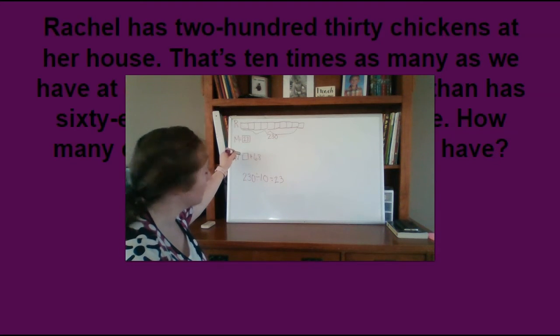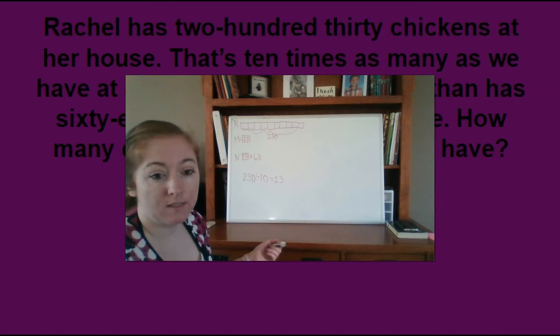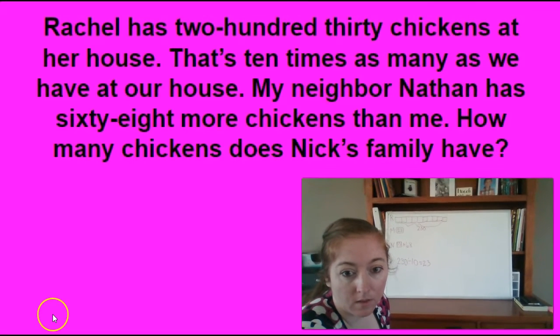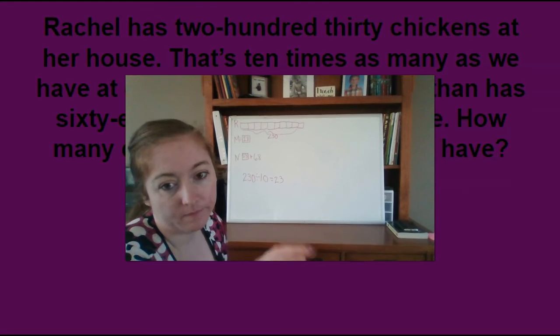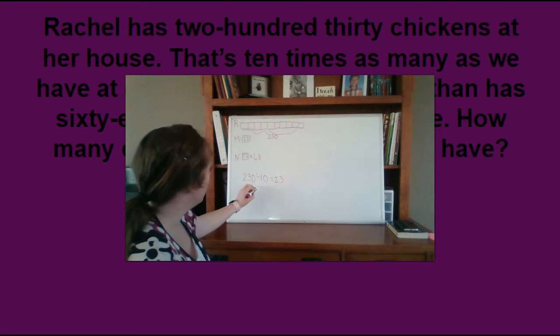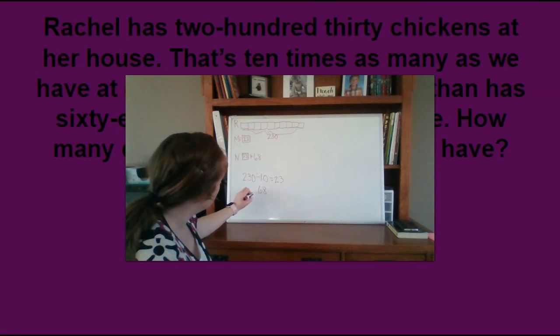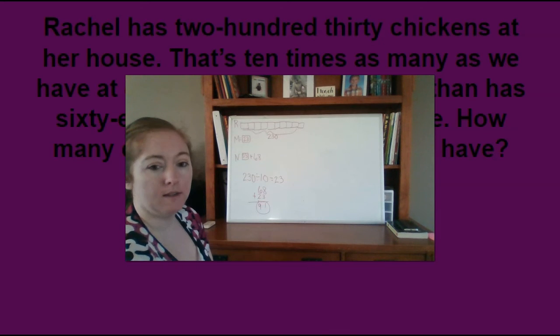So Nick, or what's his name? His name Nick? Nathan, I think. So now they want to know how many chickens does Nick's family have? Oh, it's supposed to be Nathan. I forgot to. So Nathan. So we're going to solve for Nathan. So we have 68 plus 23. 8 and 3 is 11. 6 and 2 is 8, plus 1 more is 9. So Nathan has 91 chickens.